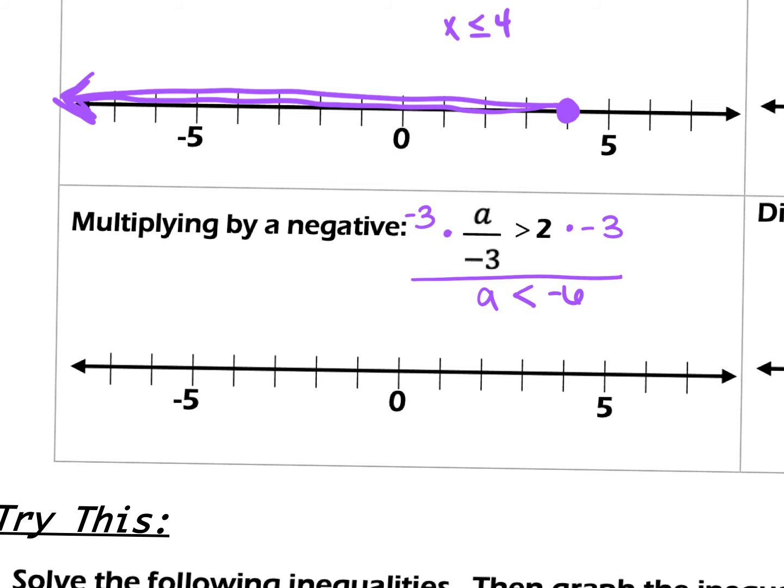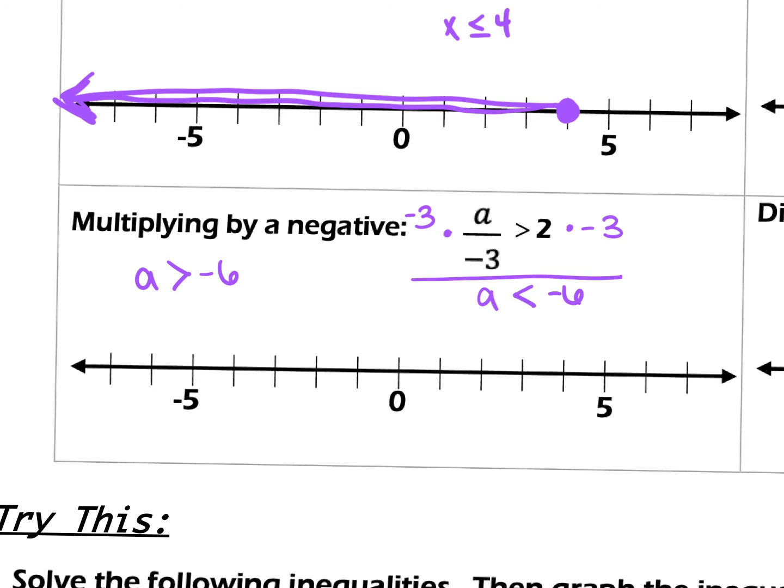If I left it the same, it would be a is greater than -6. And if I plug in numbers, what's a number greater than -6? 0. 0 is greater than -6. If I plugged in 0, 0 divided by -3 is 0. 0 is not greater than 2. It doesn't work for the original problem if you check your answers.